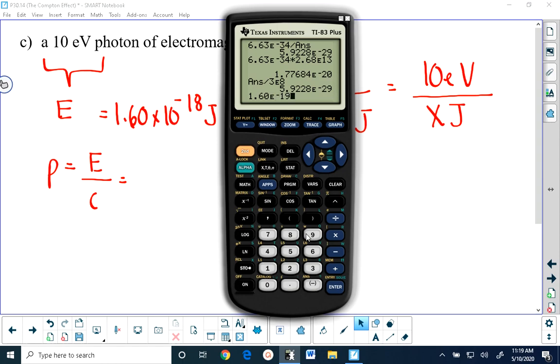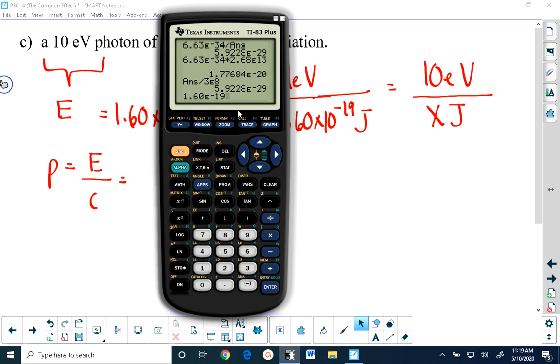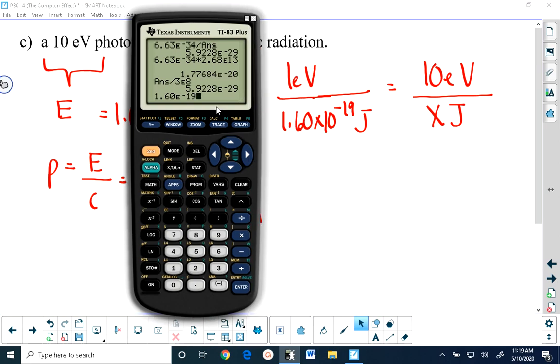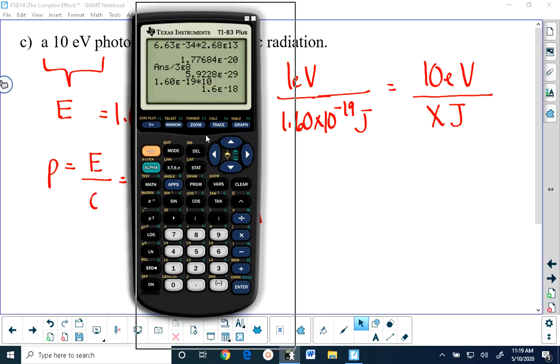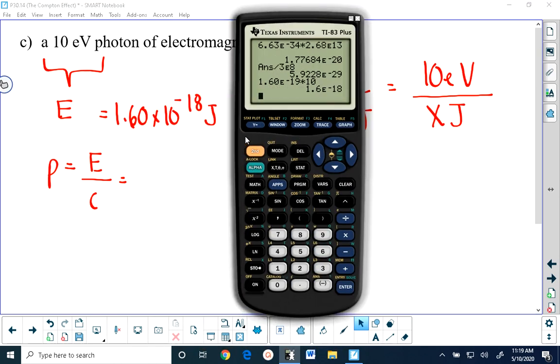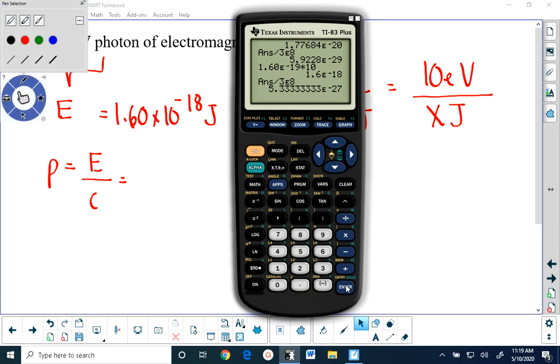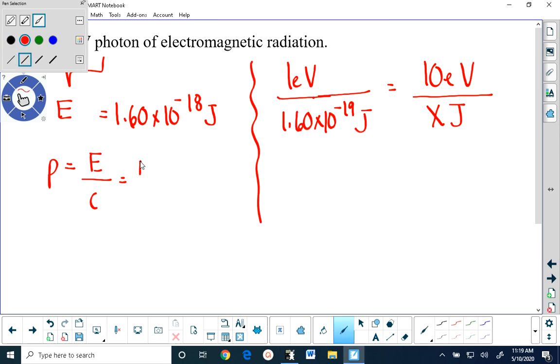I'll show the conversion. This is the number of joules there are per electron volt. We have to multiply by 10 electron volts. So this is how we're getting the energy that I have written down here on the left. Now what we need to do is divide by the speed of light. And I get 5.33 multiplied by 10 to the negative 27 units of momentum.